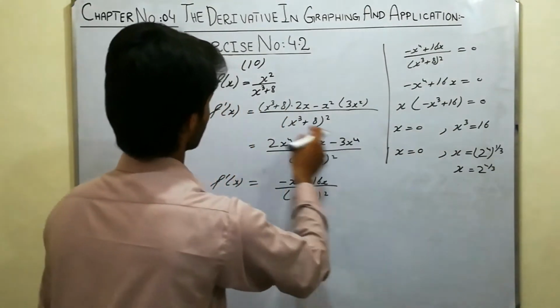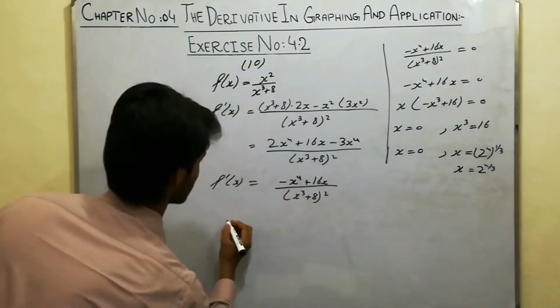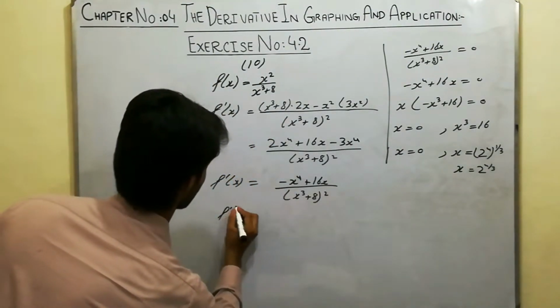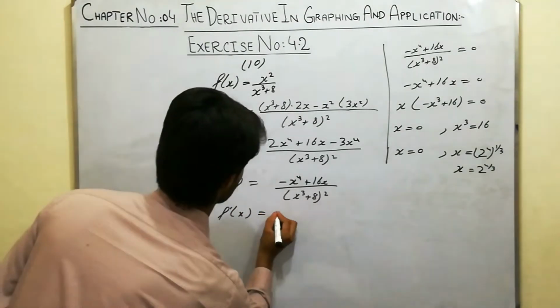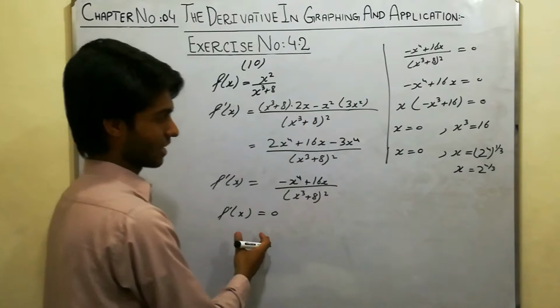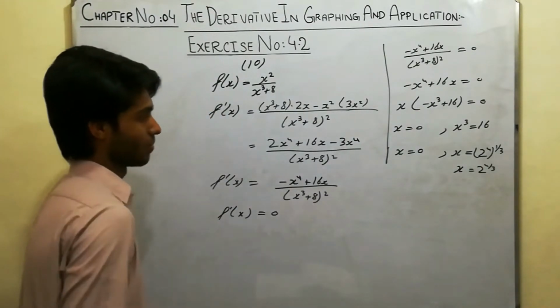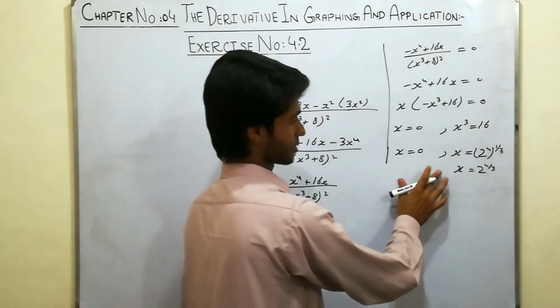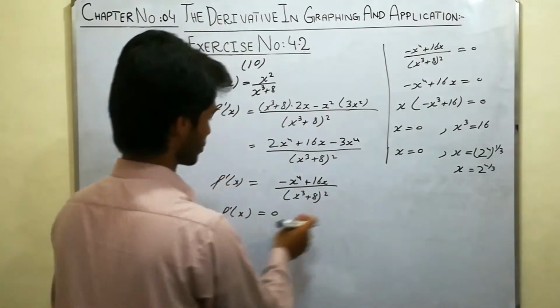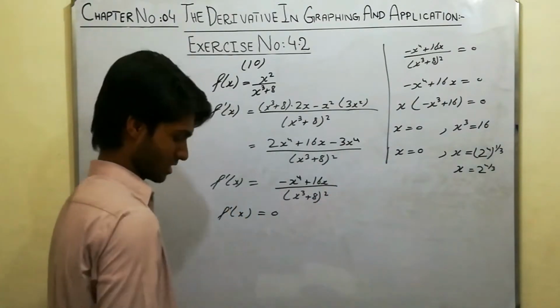If I put x is equal to 0 in the function f derivative x, I have a positive value, so it is a relative maxima, but we only tell about the critical stationary point. When we put x is equal to 0, f derivative x is equal to 0, so x is equal to 0 is a stationary point.